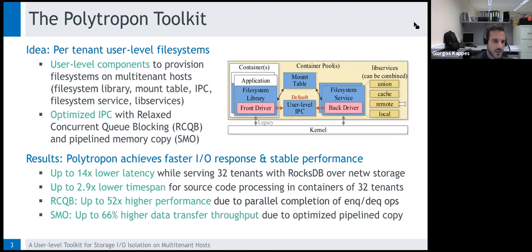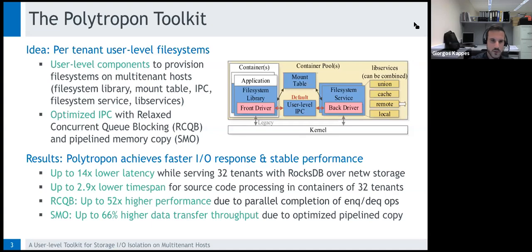For fast request communication, we introduce a relaxed concurrent queue blocking, or RCQB, that relaxes operations ordering and allows the parallel completion of queue operations. For fast data communication, we introduce a shared memory optimized, or SMO, pipelined memory copy.